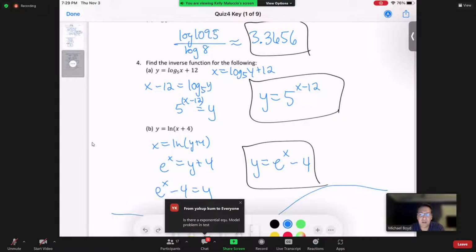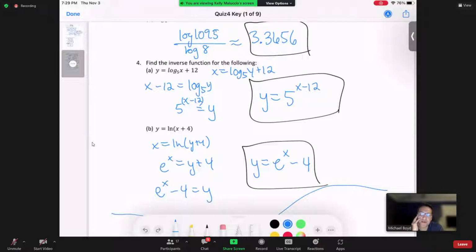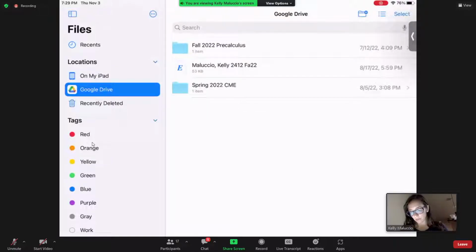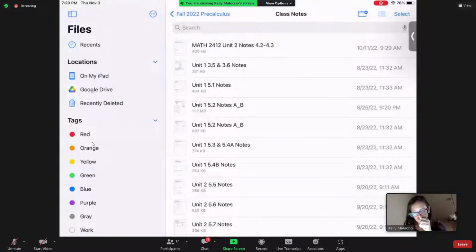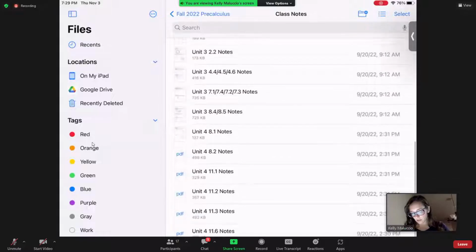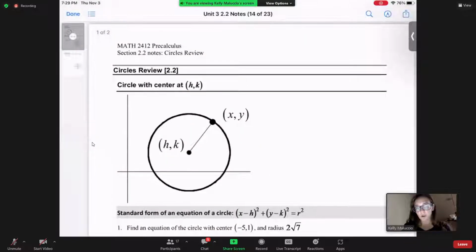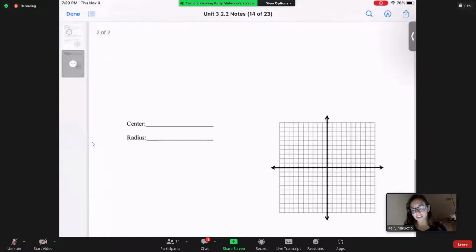There's a question: are we going to be reviewing section 2.2 circles on Tuesday? Oh my God, I completely forgot about that. So I'll take a look. Actually, okay, let's look at this now, because I probably have it in the notes. Did I post it? I posted it, right? I think so. Oh, yes, Unit 3. Oh, here. Okay, so again, this is not on the test.